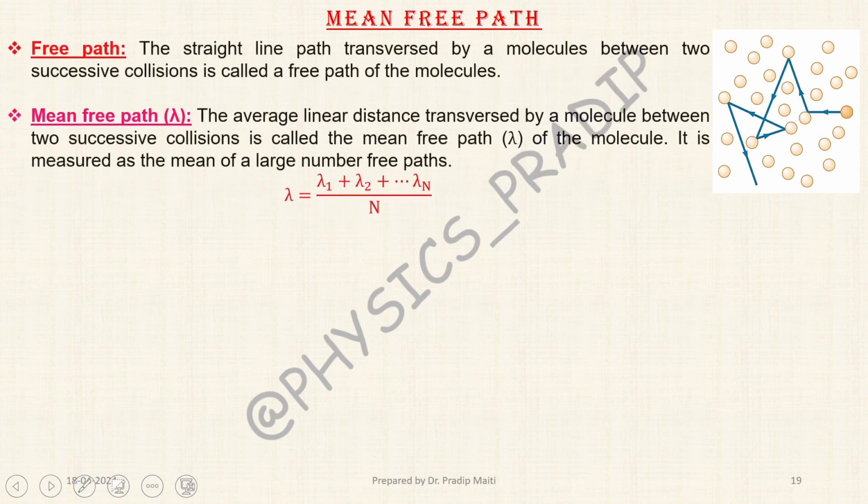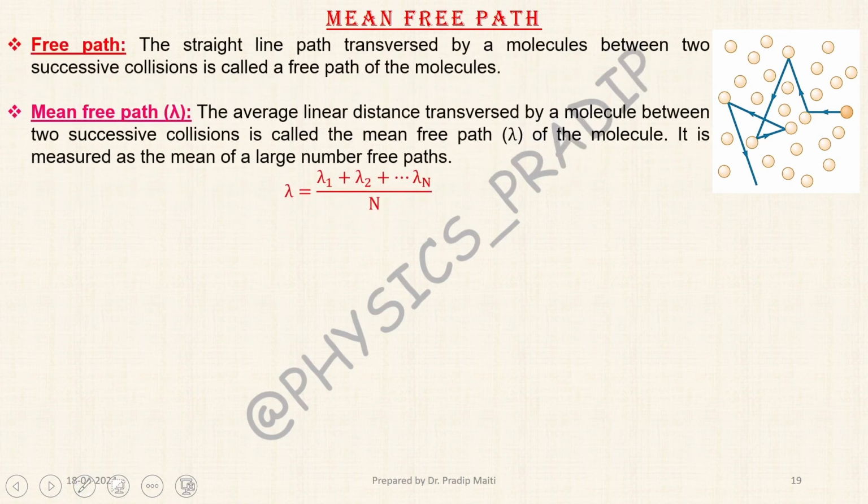Now the mean free path. The straight line path traversed by a molecule between two successive collisions is called a free path, and the average distance traversed by a molecule between two successive collisions is called the mean free path, which is represented by lambda of the molecule. Lambda is equal to lambda 1 plus lambda 2 plus up to lambda n divided by the total number of molecules.